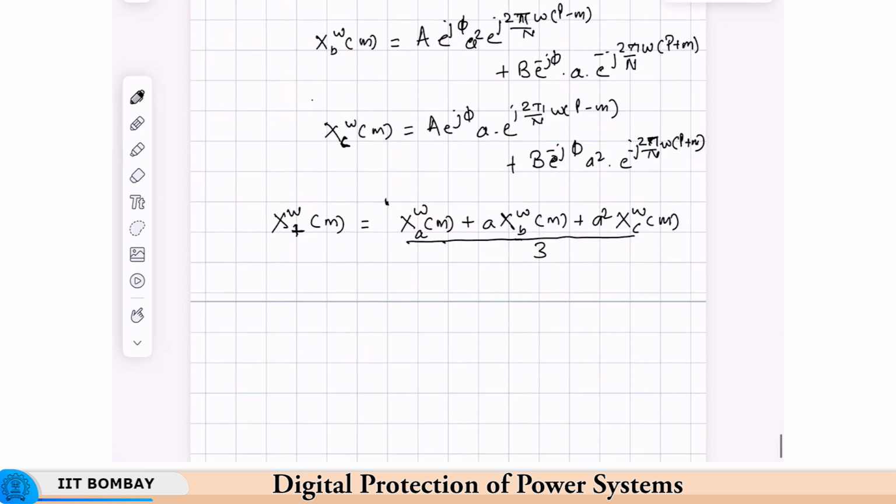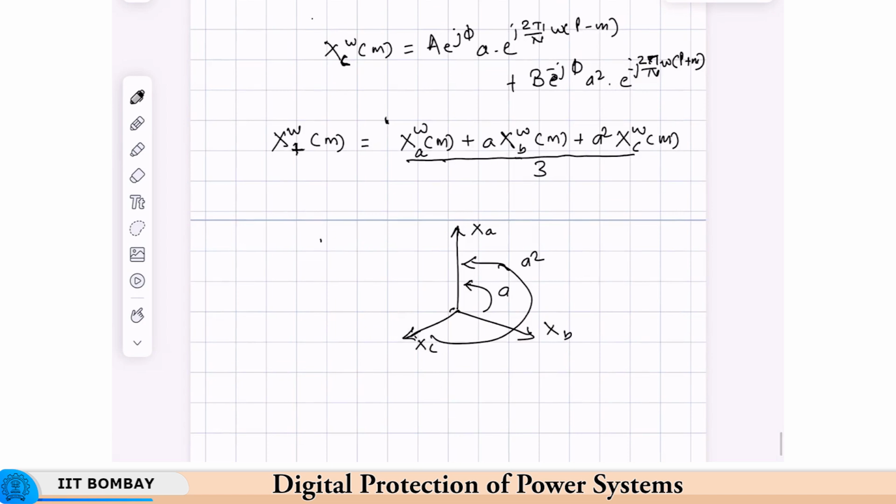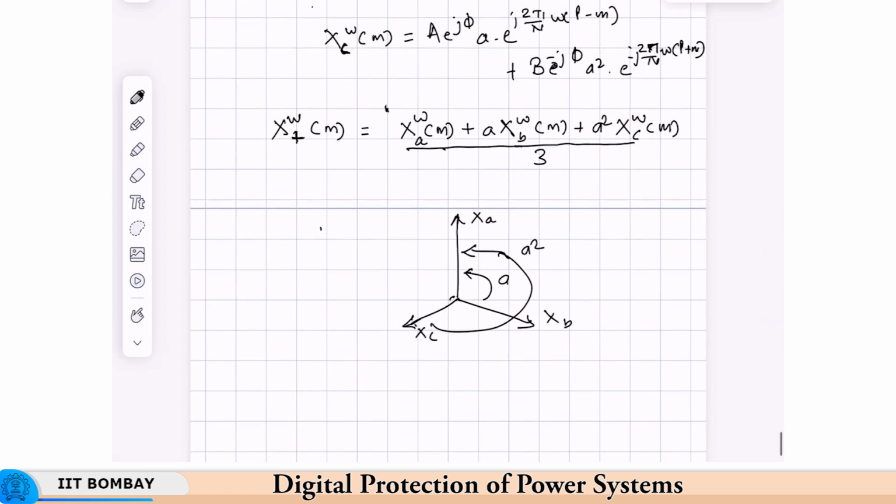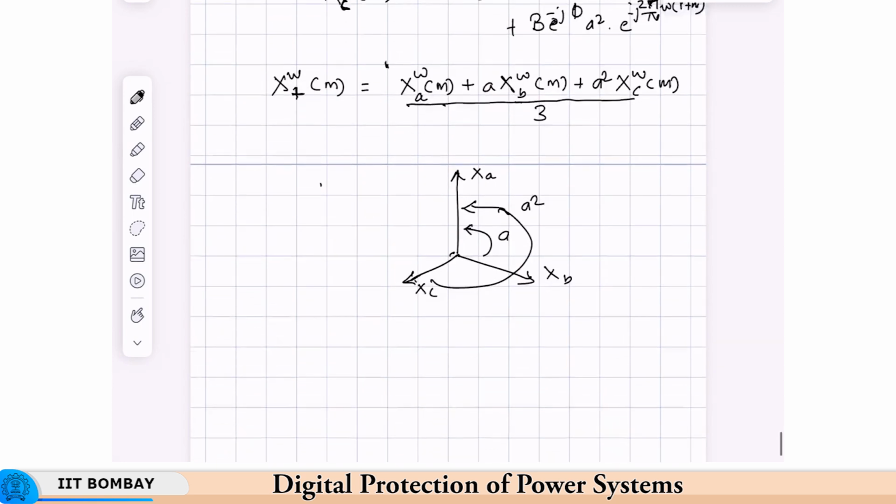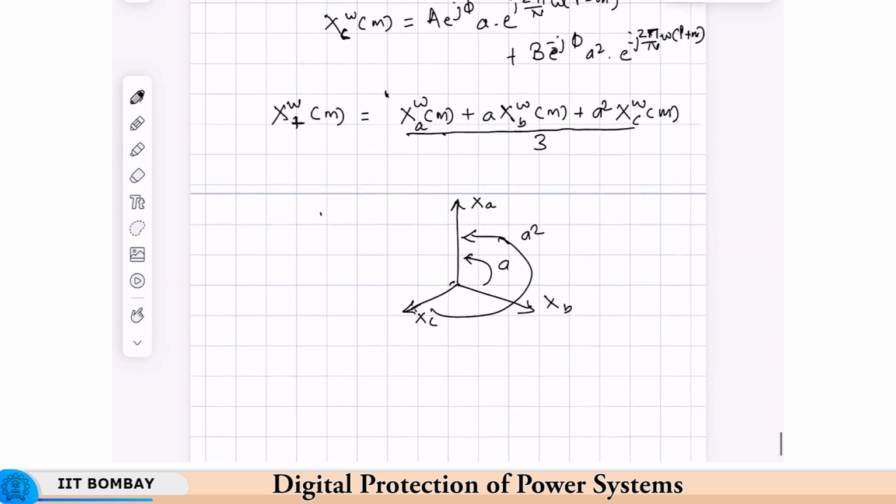Since A is the reference phasor, what we are doing is aligning everything with A. Say this is XA, XB, XC. So this we are rotating by A, and this we are rotating by A square. So this is what we have done, if you remember the symmetrical component treatment. And now what will we get? Let's do this and see what happens.